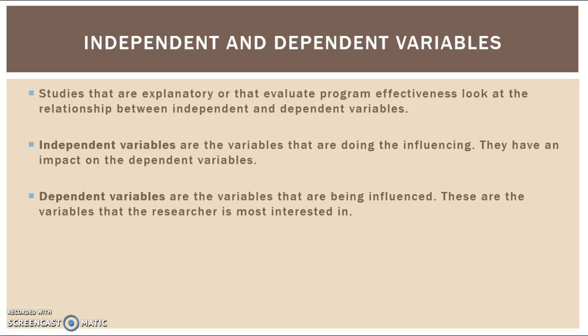So an independent variable is the variable that's influencing something else. The independent variable is the variable that has an impact on the other variable. The dependent variable is the variable that is being influenced. The dependent variable is the one that the researcher is really interested in, the one the researcher is really paying attention to. So the independent variable is doing the influencing. The dependent variable is the one that's being influenced. The dependent variable is dependent on the independent variable.